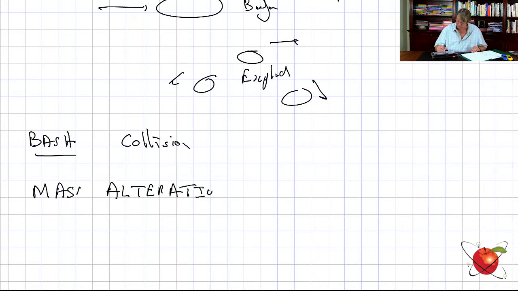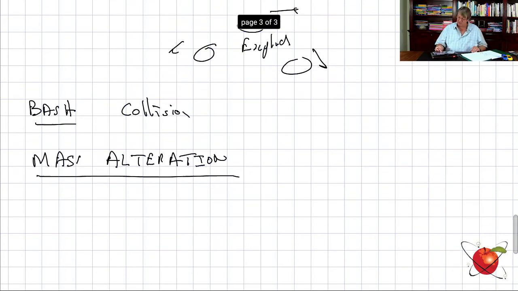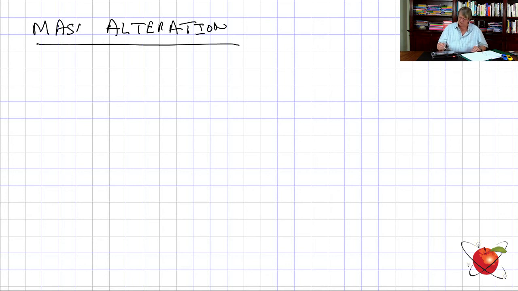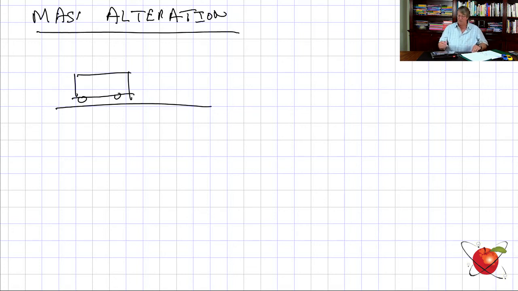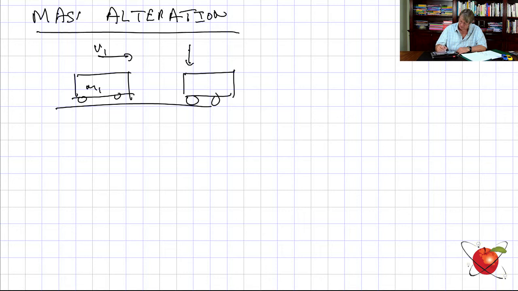Mass alteration is a different type. Essentially what I've got here is something on wheels, moving that way. It has a mass M1 and it's moving with V1. As it passes a point, I drop another mass on it. This is M2 on M1, and you have to work out what V2 is. What has happened here is quite straightforward. The mass has moved, and as it moves past, you drop something on it. What's going to happen?